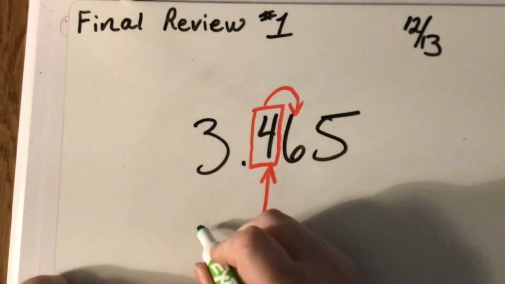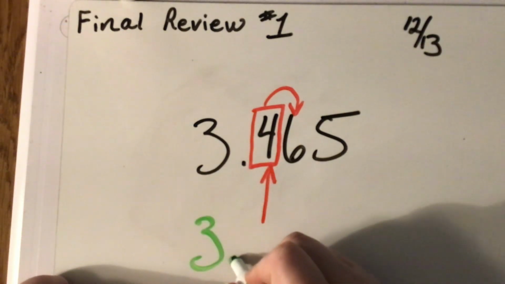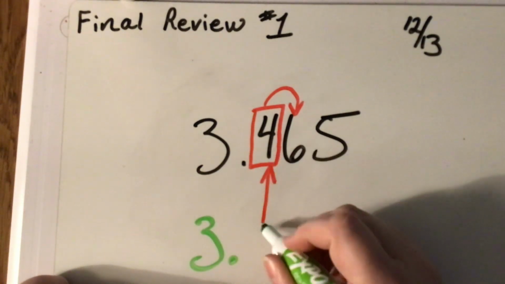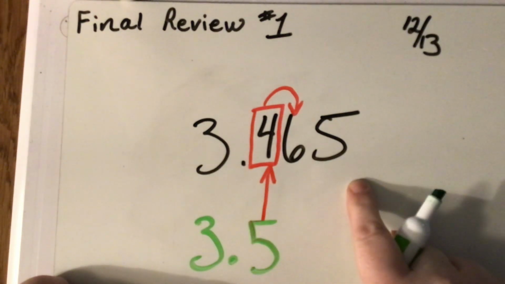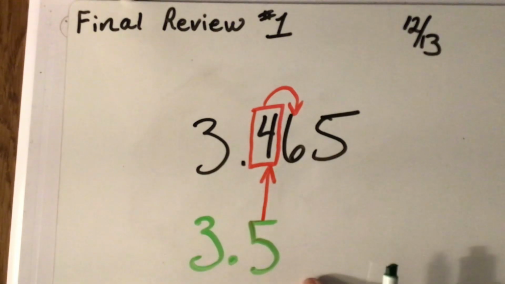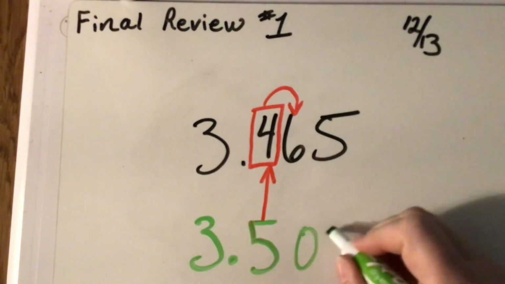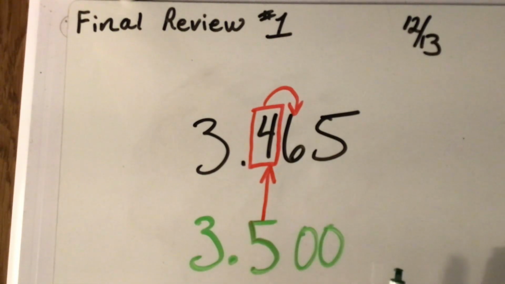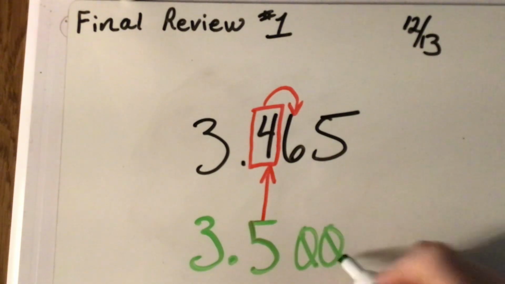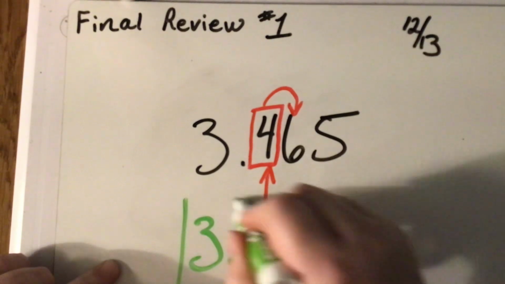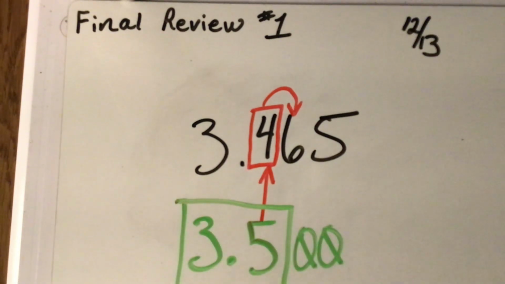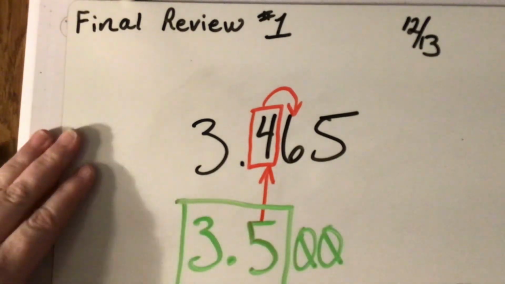So we're just going to copy down our numbers. 3 point, this number is going up, 5, and the rest of these numbers, you can just leave it just like this, or you can put the zeros on the end if you really want to. They're not super necessary. It's totally up to you. That's our final answer. All right, let's look at our next one.